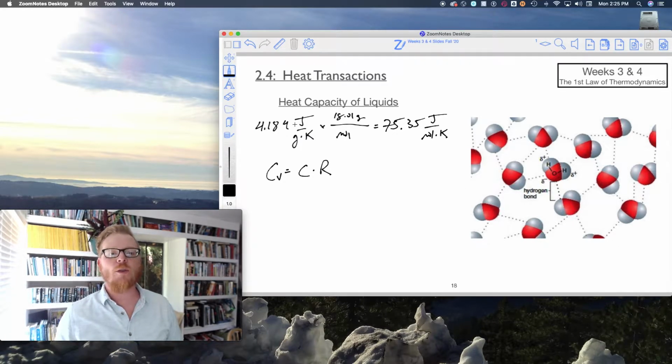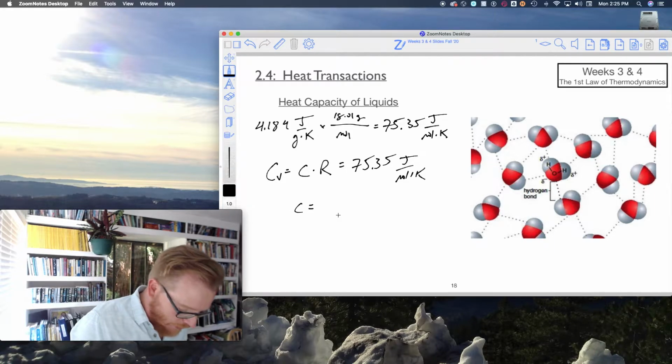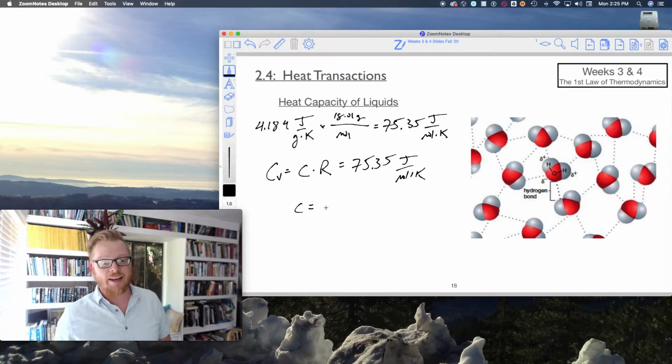Okay. Well, if I know that the specific heat is 4.184 joule per gram per Kelvin, and I know the heat capacity is this value, 75.35 joule per mole K, then what is this constant? Well, divide 75.35 by R, okay? So let's do that. I'm gonna divide that number by 8.314. This is awesome.